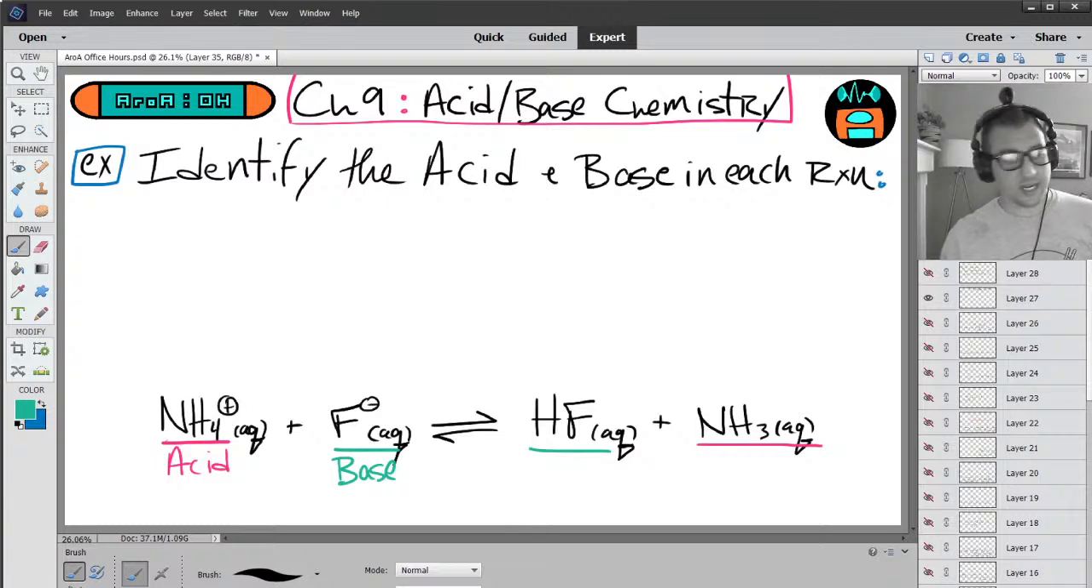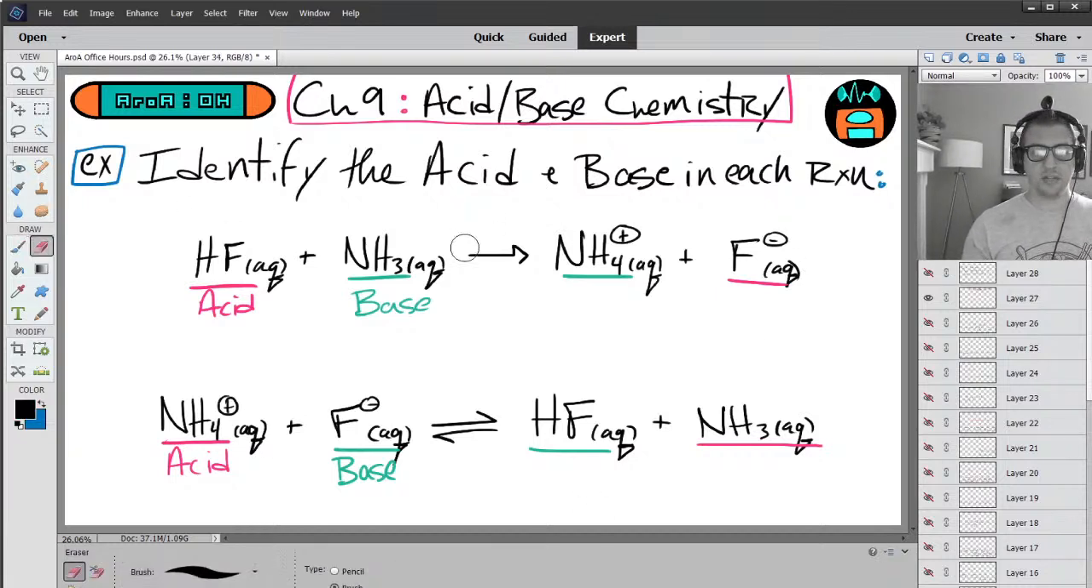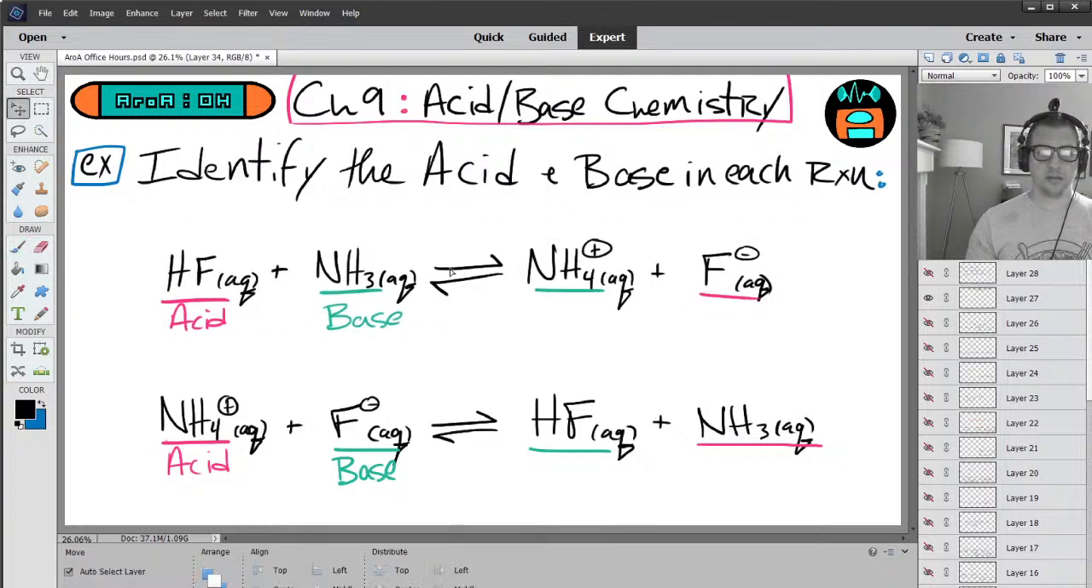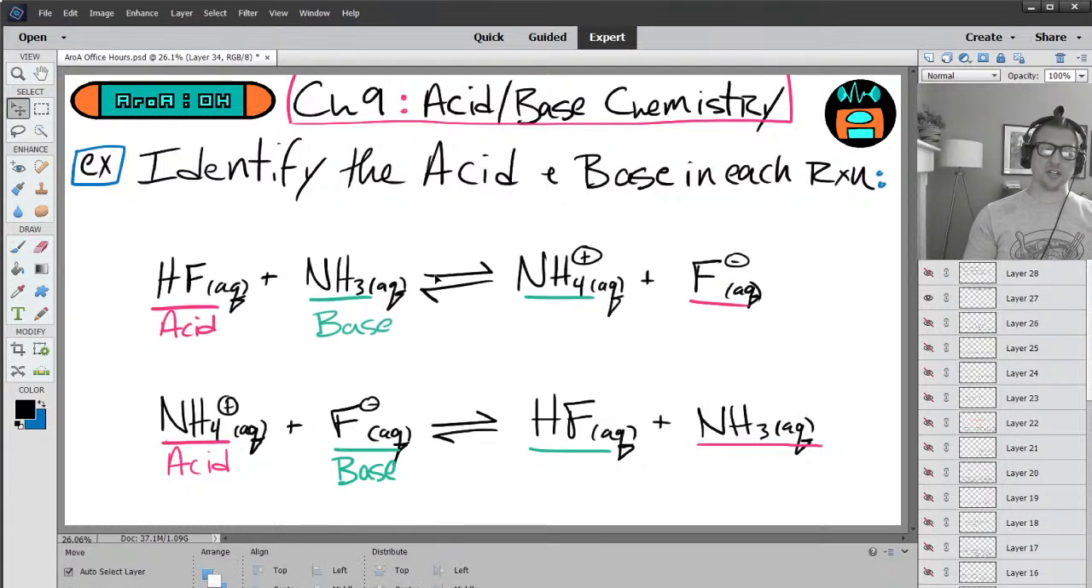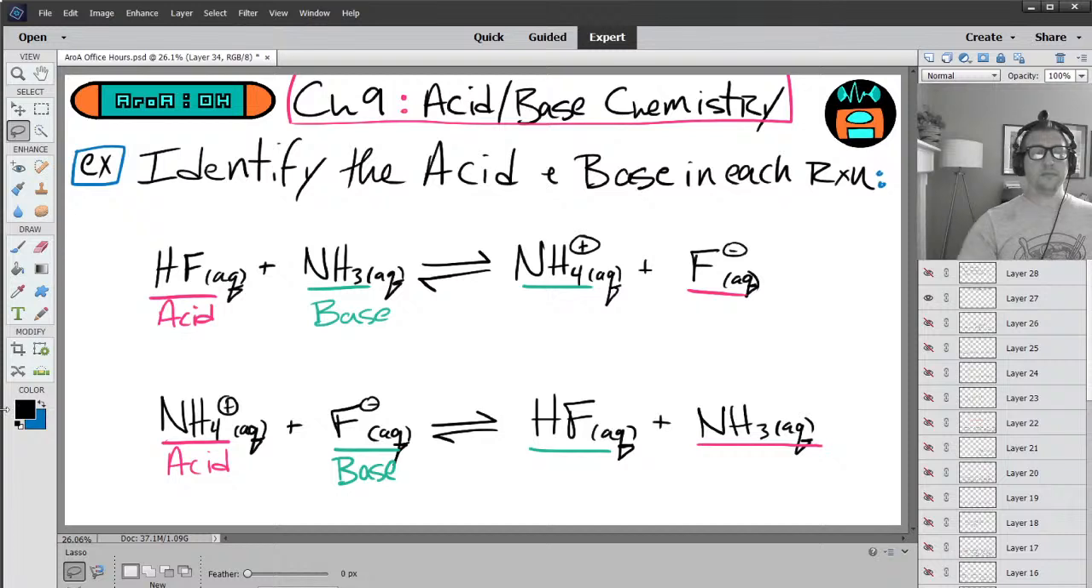Now, I'm sure most of you, I'm sure all of you actually, have spotted the fact that I really drew this first arrow wrong. There should be equilibrium arrows. You'll notice that these two reactions, that the reactants in one are the products of the other and vice versa. All right?